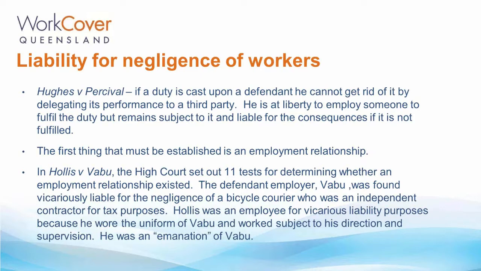So in order for there to be vicarious liability, the first thing that must be established is an employment relationship. In Hollis and Vabu, the High Court set down a number of tests for determining whether an employment relationship existed. In that case, the defendant employer, Vabu, was found vicariously liable for the negligence of a bicycle courier who was an independent contractor for tax purposes. Hollis was an employee for vicarious liability purposes because he wore the uniform of Vabu and worked subject to its direction and supervision. And he was found to be an emanation of Vabu.